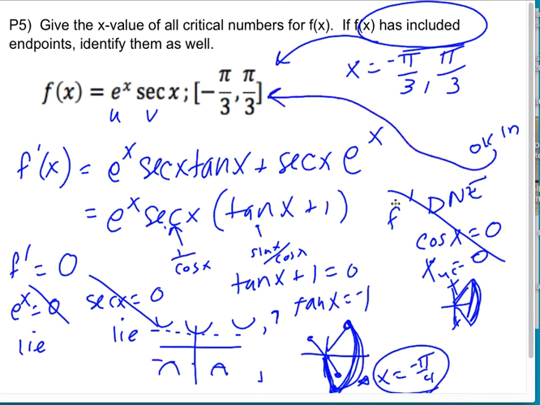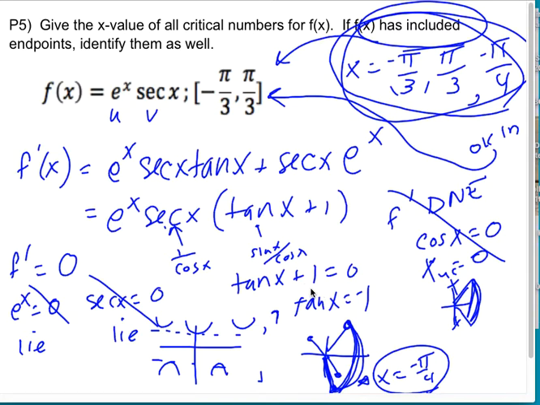So my only answers end up being the negative pi over 3, which is an endpoint, the pi over 3, and a negative pi over 4. Those end up being my answers, okay? All right.